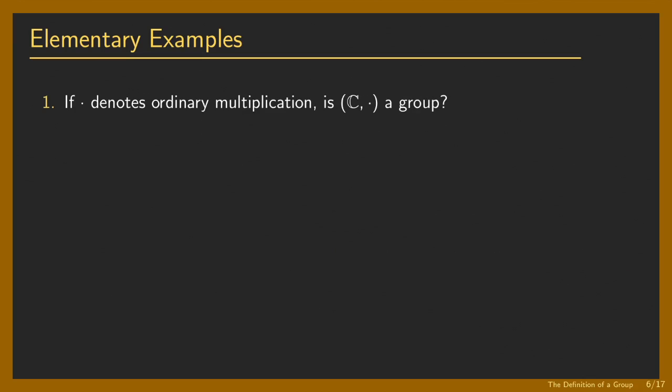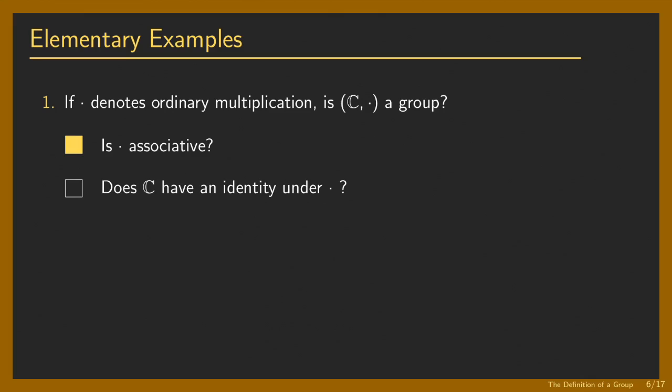I have a question here. If dot denotes ordinary multiplication of numbers, is the number set C a group? So, if we're going to check one by one, first of all, we know that number multiplication is associative, right? Second, does C have an identity under multiplication? If you think about it, the element 1 behaves like the identity element because any number multiplied by 1 is the same number. So yes. The last property to satisfy is the G3 axiom.